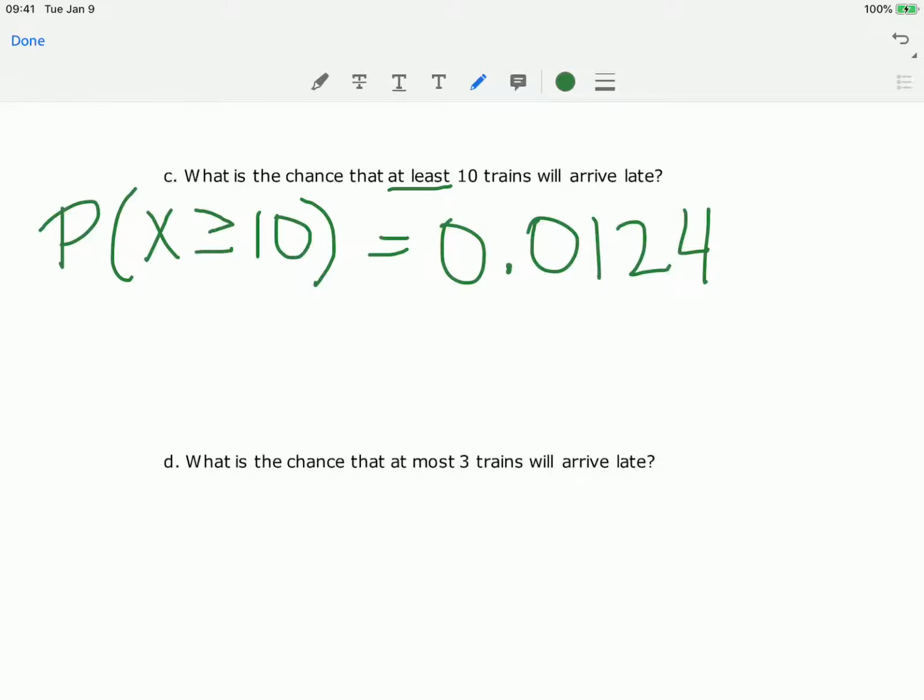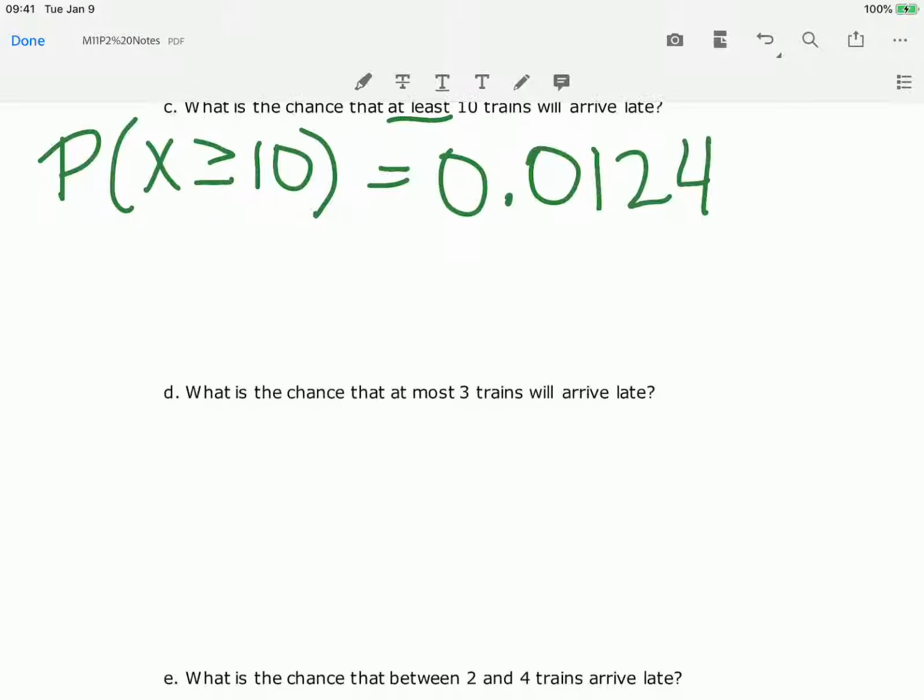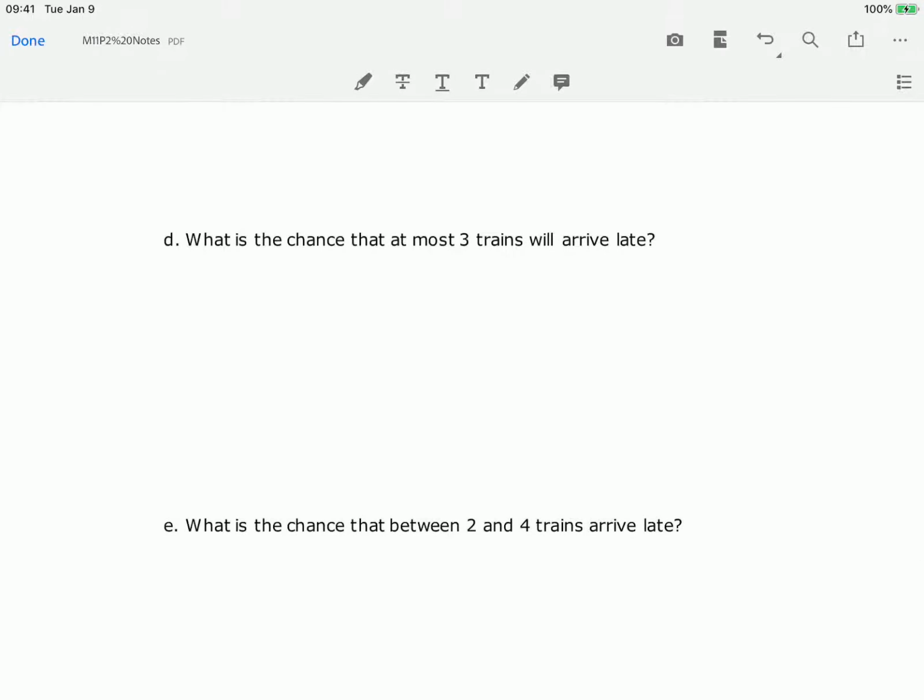0.0124. Okay. Now, what is the chance that at most 3 trains will arrive late?